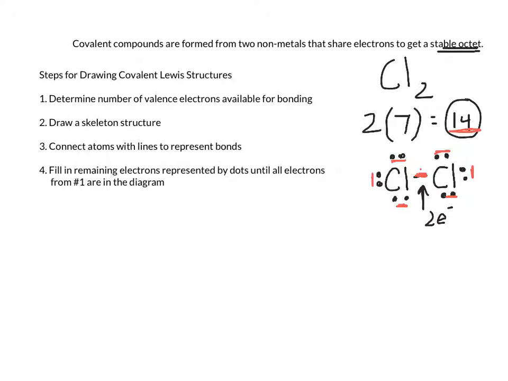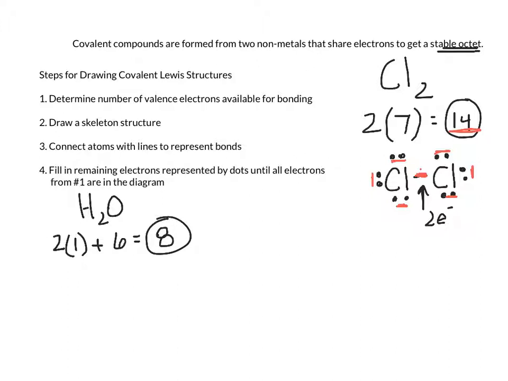So let's do something that's just a little bit more complex. We're going to do water, which you all know is H2O. I'm going to start by determining my number of valence electrons. I have 2 hydrogens. Each hydrogen has 1 valence electron because hydrogen is in group 1. I have 1 oxygen. It has 6 valence electrons. I know that because it's in group 16. And so I have 8 valence electrons total that I have to represent in my structure.